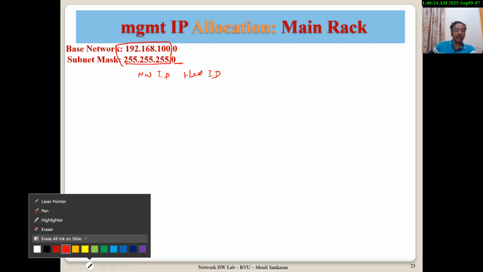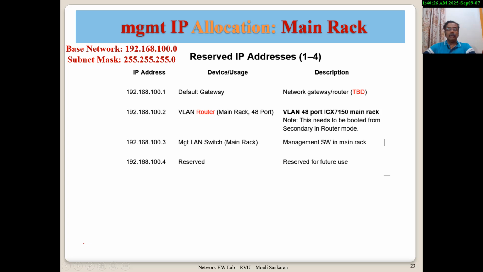Now what we have done, all the devices in the network are on the management LAN. So 100.1 is normally what we give to a default gateway, as you are aware, which we have done in Cisco Packet Tracer. So the same thing is being used. Right now we don't have any gateway connecting to the internet, so we are an isolated network.